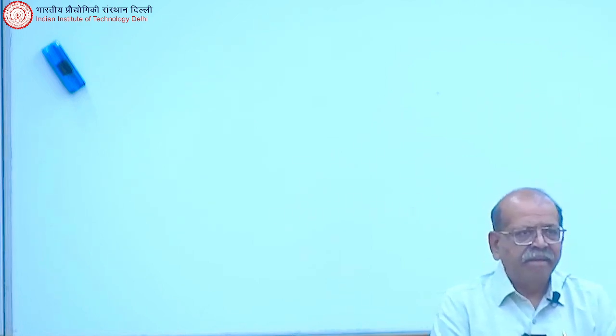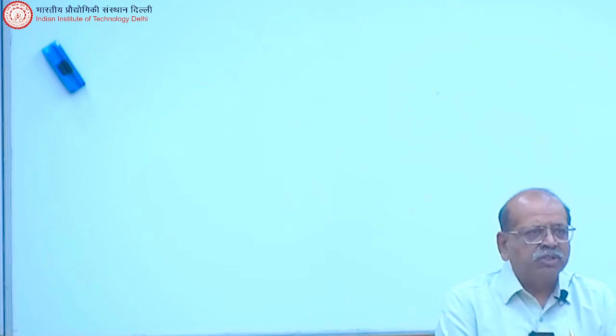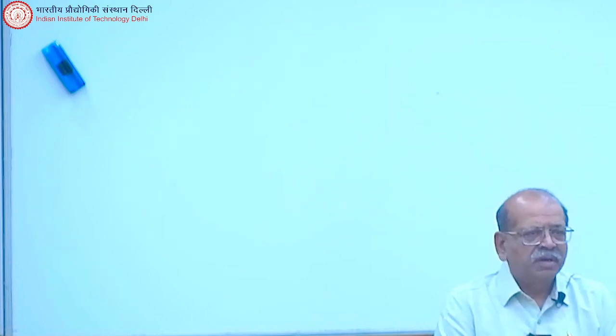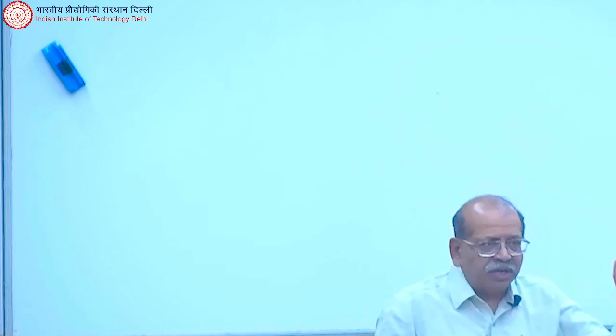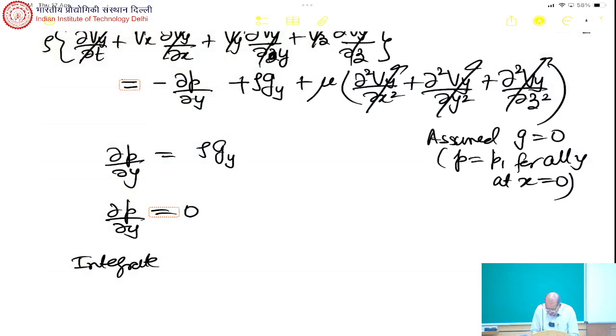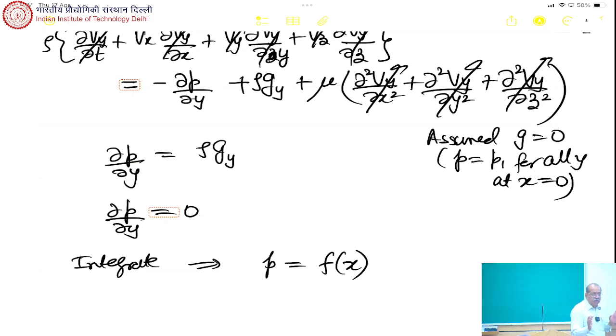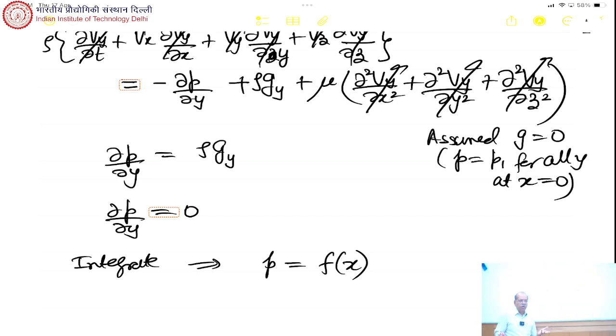P is equal to constant or what? This is a partial differential equation. So if I integrate this, this will imply P is equal to some function of x. It will not be a constant, it will be some function of x. And that is what we can get from here, that P is equal to some function of x.